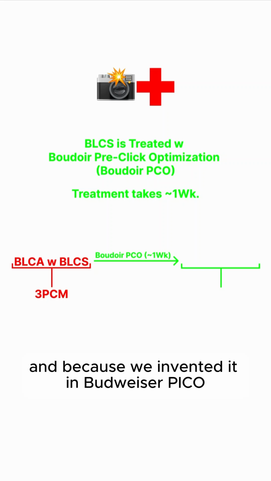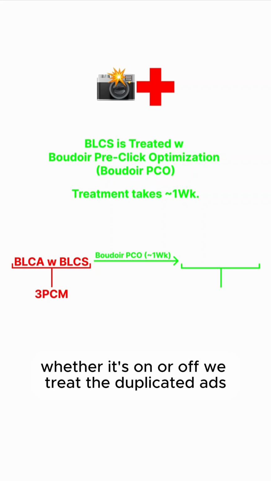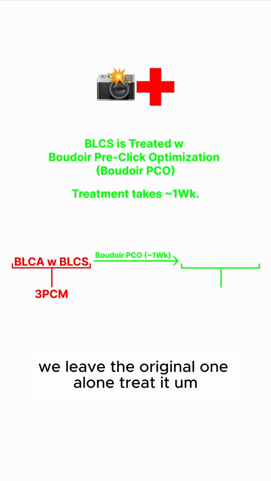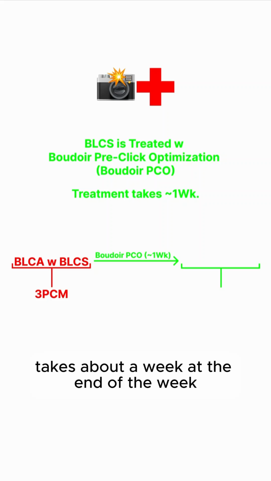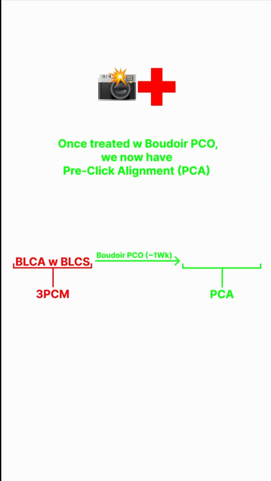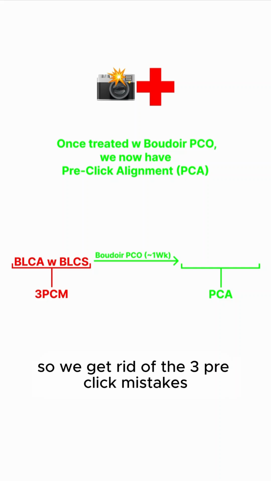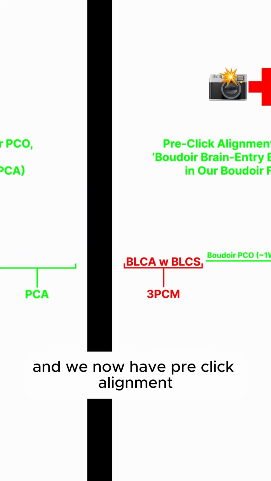In Boudoir Pico, we duplicate the current Boudoir Facebook ad, whether it's on or off. We treat the duplicated ad. We leave the original one alone. Treat it, takes about a week. At the end of the week, we keep whichever one has the better metrics rolling. Now, once treated with Boudoir Pico, we get rid of the 3 pre-click mistakes, and we now have pre-click alignment.